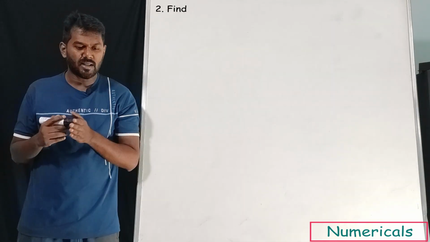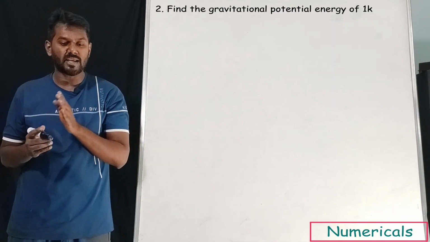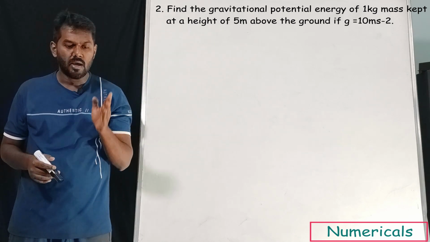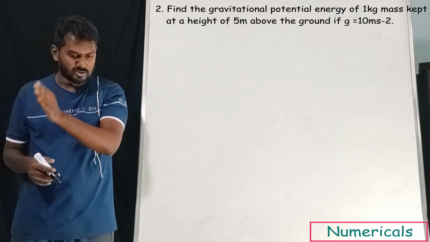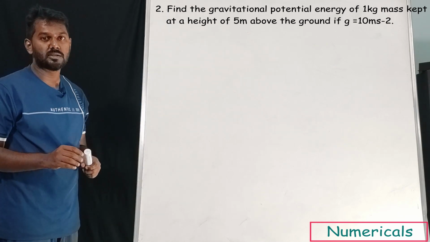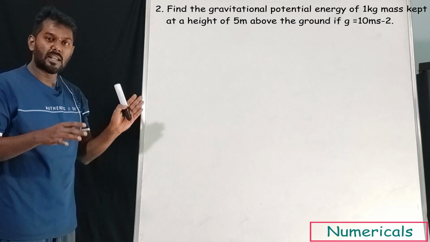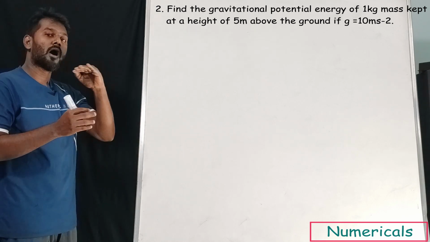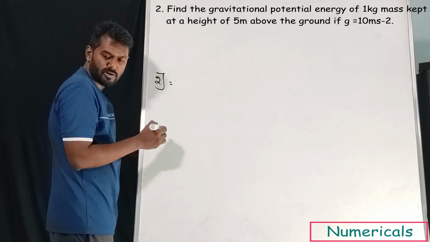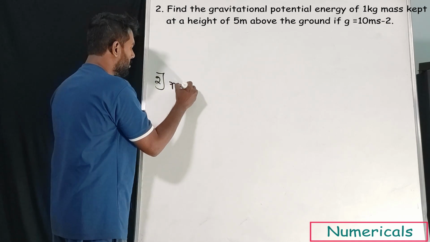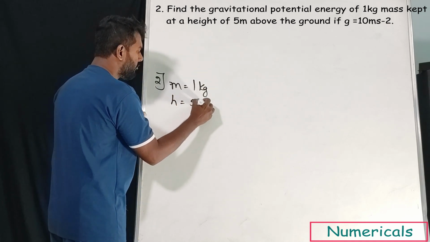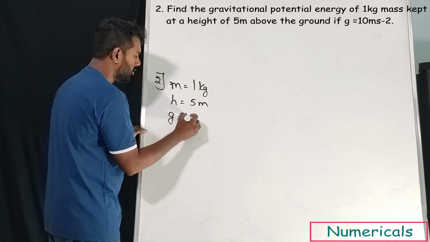Second question. Find the gravitational potential energy of 1 kg mass kept at a height 5 meters above the ground. If g is equal to 10 meter per second square, we have to find the gravitational potential energy. When it comes to numericals, we have to write the given data. Then only it will be easy for us to solve all the numericals. What are the given data? Mass is equal to 1 kg, height is equal to 5 meter, g is equal to 10.